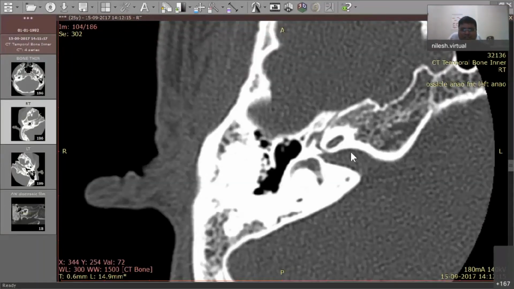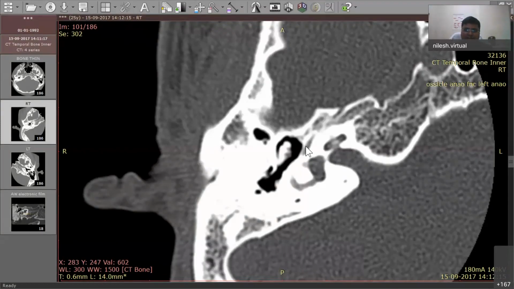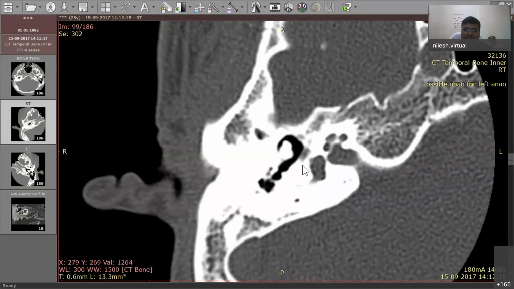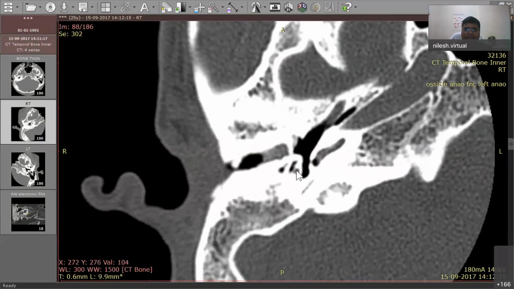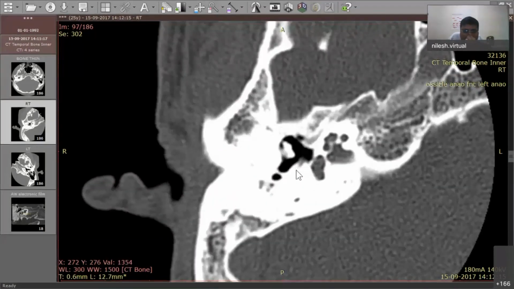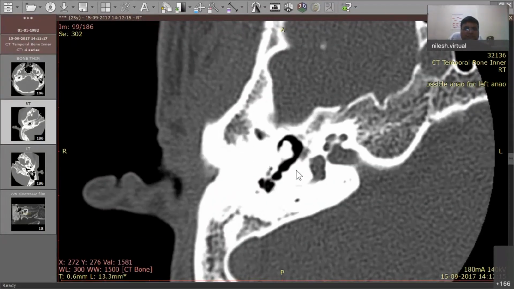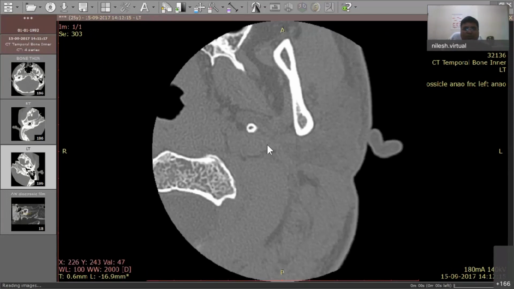So here you can see the internal auditory meatus, the labyrinthine segment, the first genu, and see the facial nerve is migrating medially towards the vestibule. So this facial nerve is running over the vestibule. And then it becomes difficult to do surgery in such cases. Only experienced surgeons should attempt.